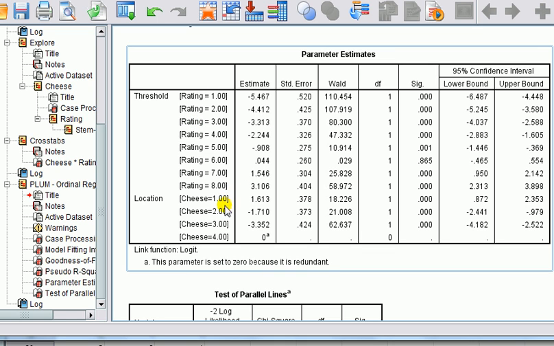Okay, now here's the thing. We're interested in interpreting then the slope parameters. The slope parameters tell us something about preference, so about the ratings of these cheeses compared to cheese 4.